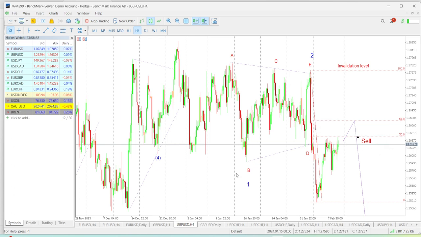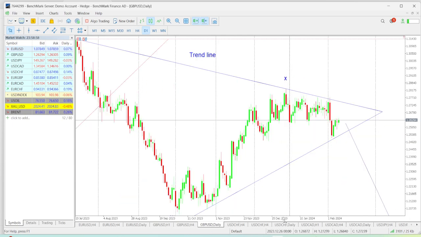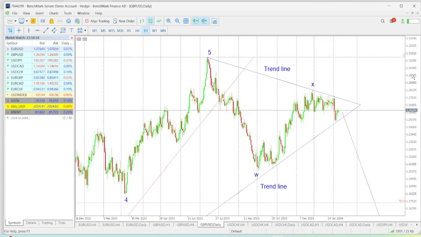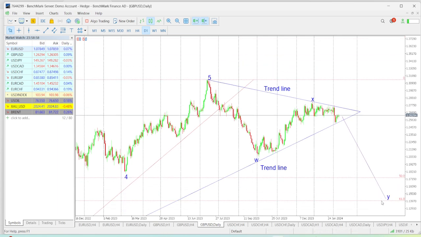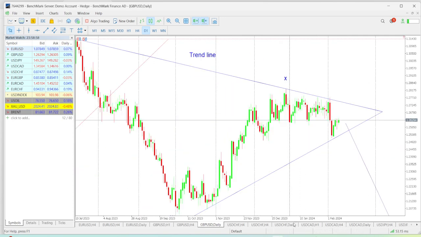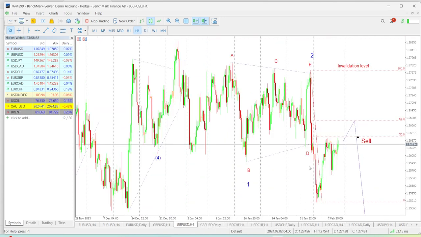So we have first, second line here on a daily time frame. We also have trend line and the price should continue going down to complete wave Y. Okay, very cool.